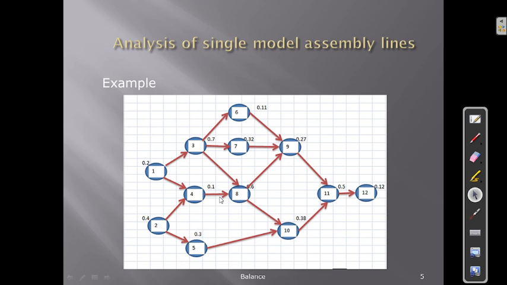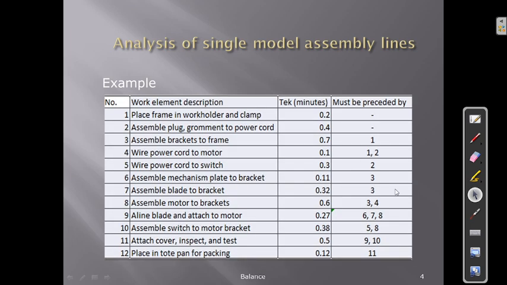First of all, we have to draw the predecessor diagram. This is the first step of a line balancing problem. We have to take first the elements without a predecessor. As I already told you, if there is nothing here, it is the starting stage of that particular station. So this work has no predecessor, and this work also has no predecessor, so they should be started first.